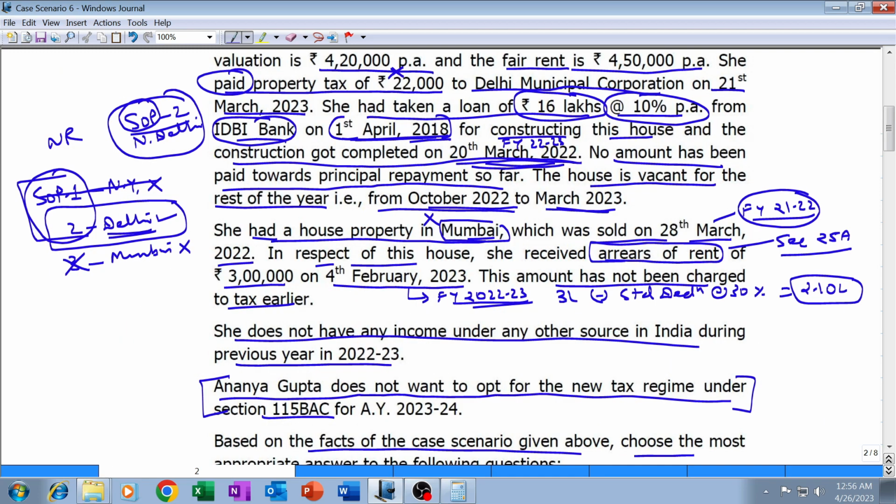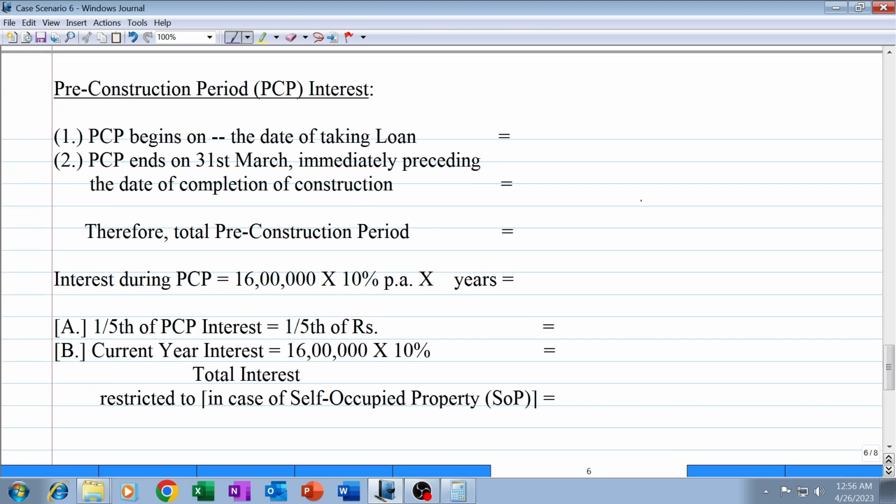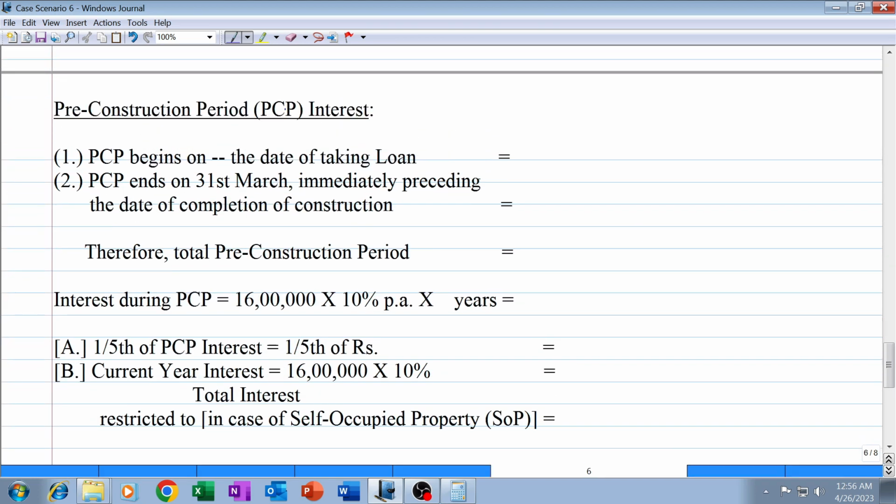So how to compute pre-construction period interest? Let's come to the calculation part. As far as pre-construction period interest is concerned, there will be 2 things allowable with regard to this New Delhi based property, which is self-occupied property. Loan has been taken on 1st April 2018. So the pre-construction period begins on the date of taking the loan. That means it will begin on 1st April 2018.